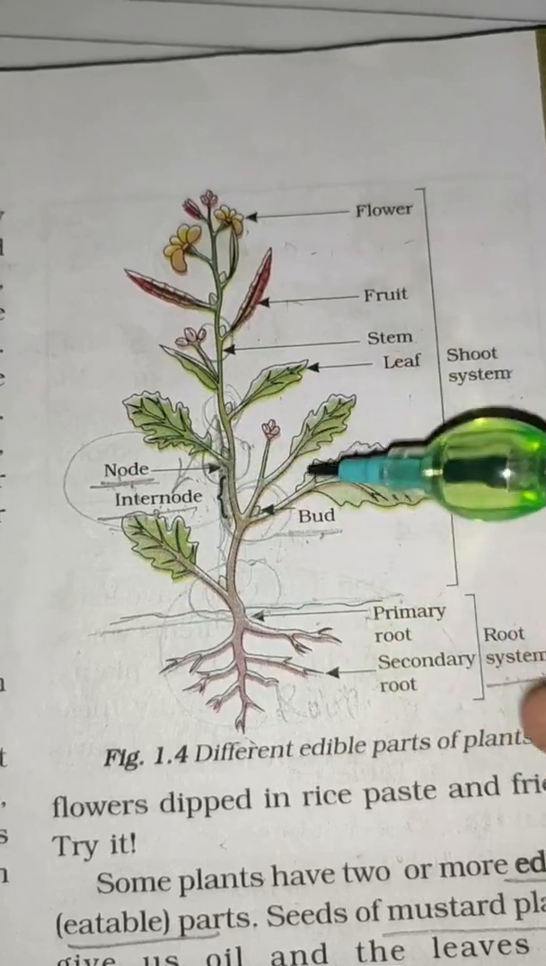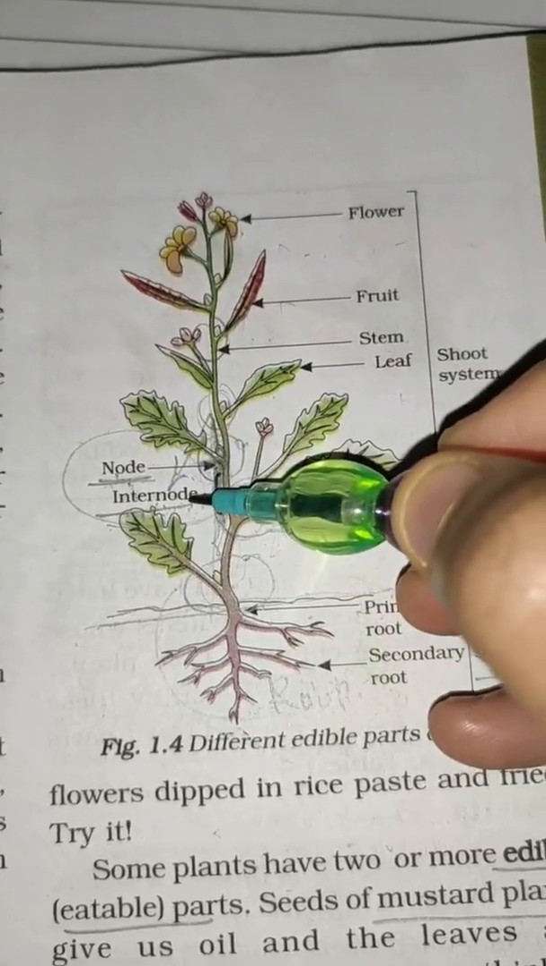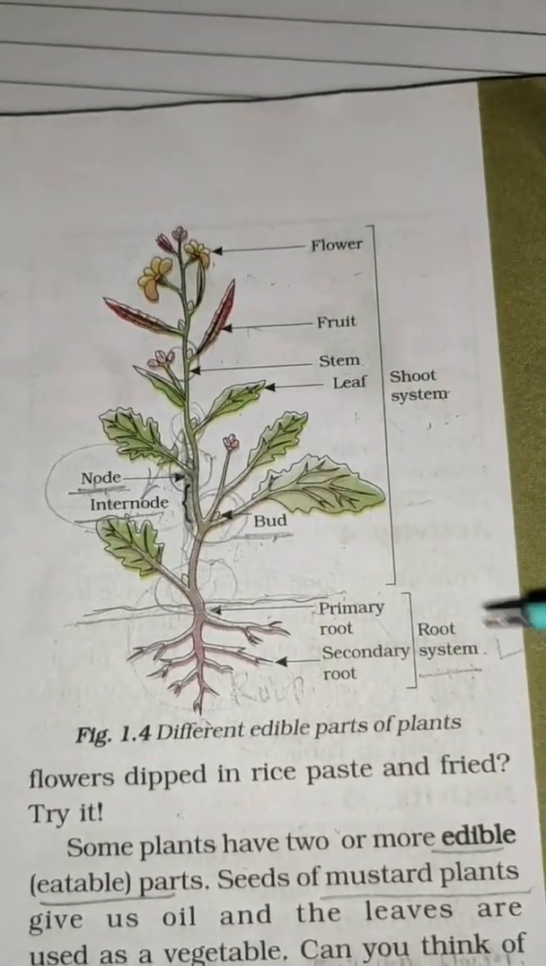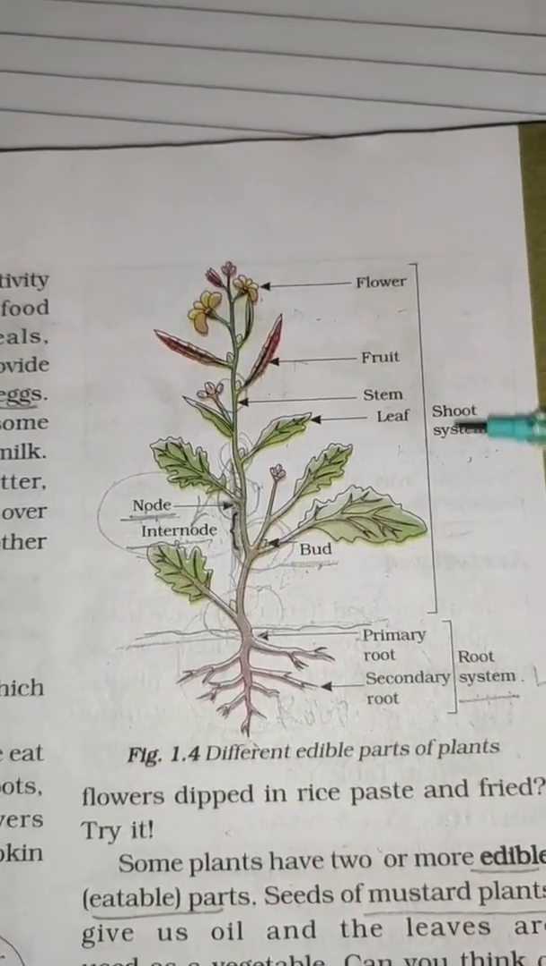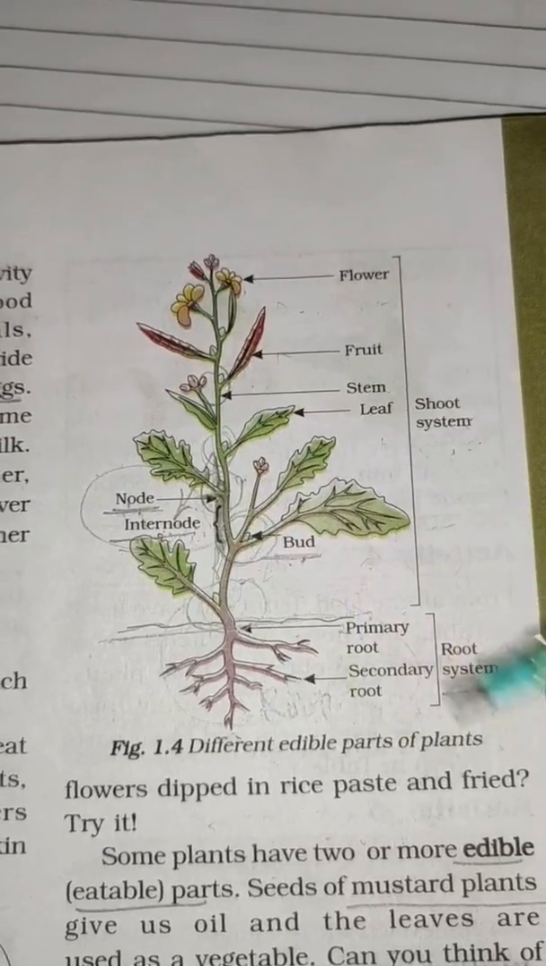Okay children, understood what the nodes are and what the internodes are? Okay, very good. Now what you all have to do is practice this diagram and learn the different parts of the plant. Okay.